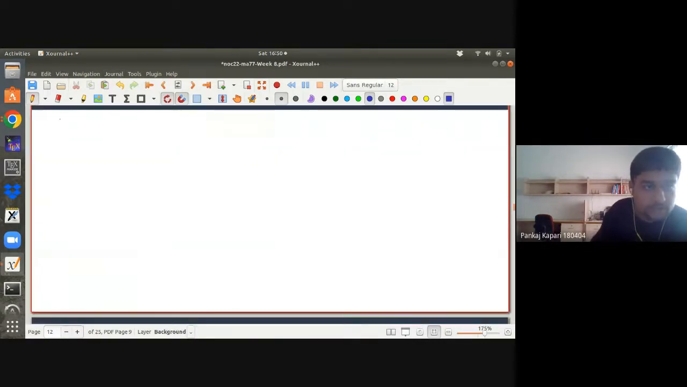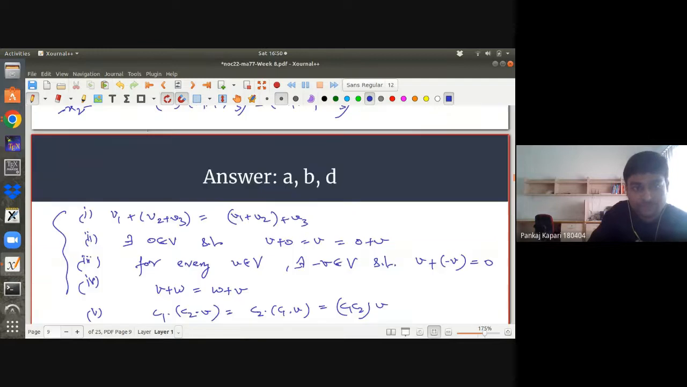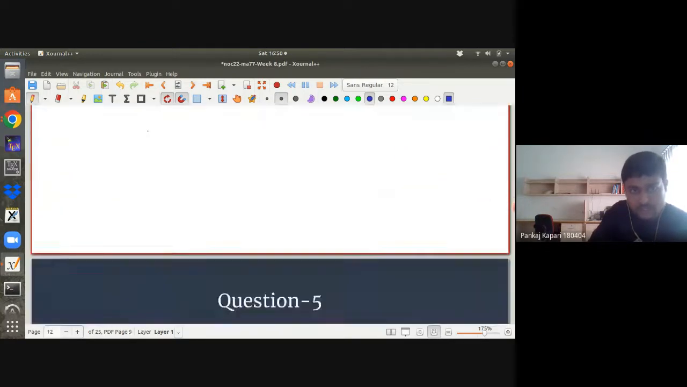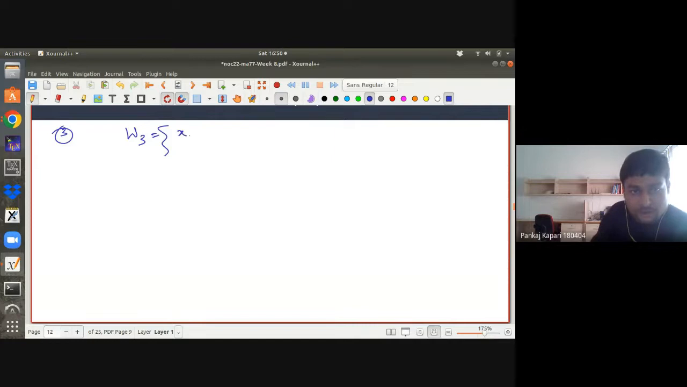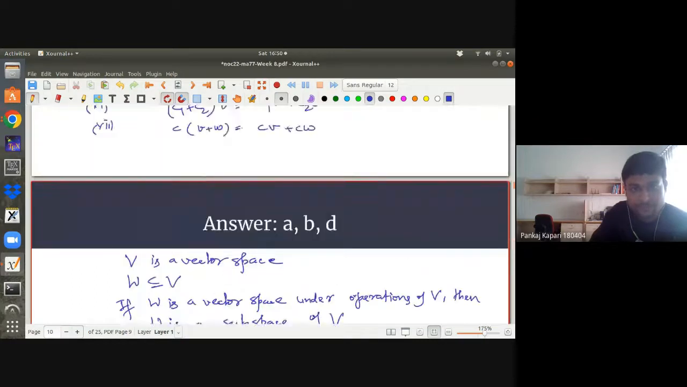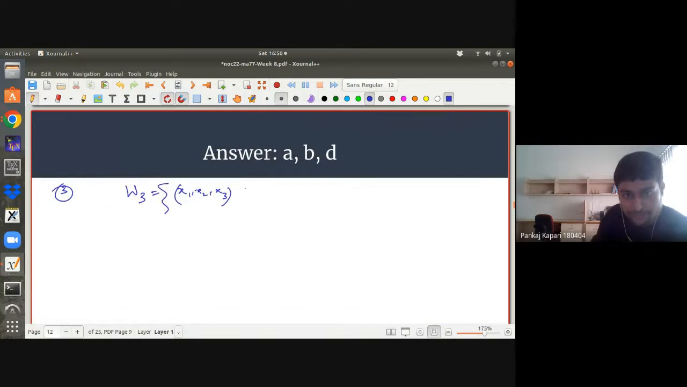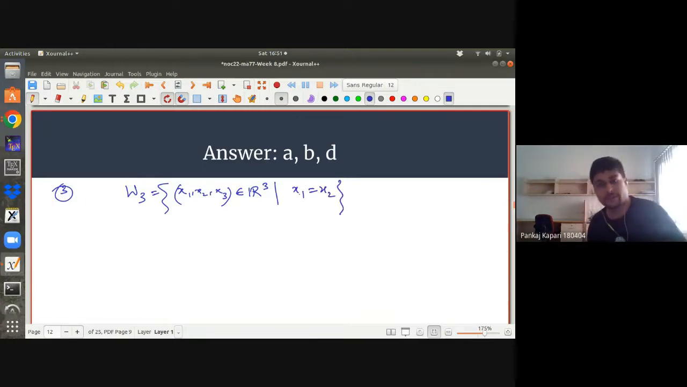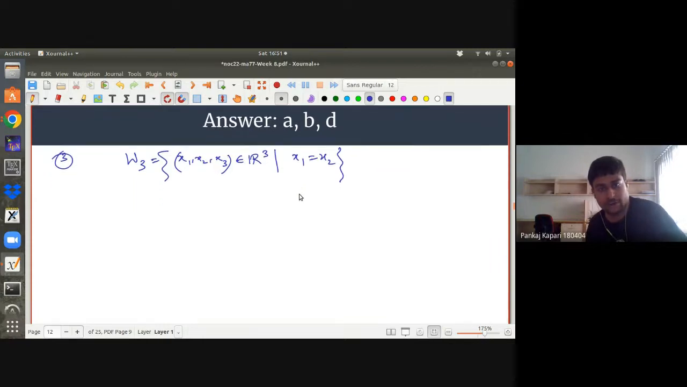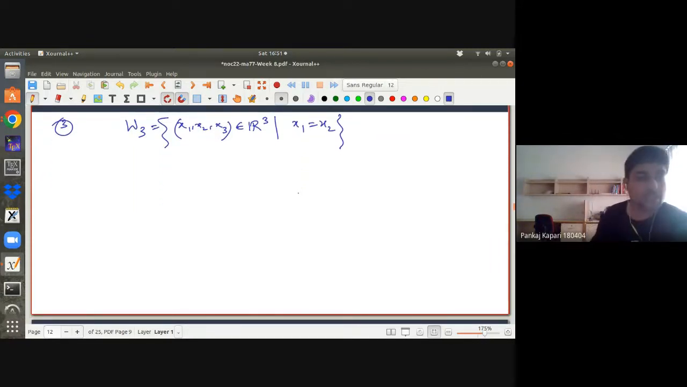Okay, what is the third one here? W3. First two entries are the same. So x1, x2, x3 in R3 such that x1 is the same as x2. Is it a subspace of R3 or not? Notice that this is a subspace. Why is this a subspace? Let's check those two conditions.